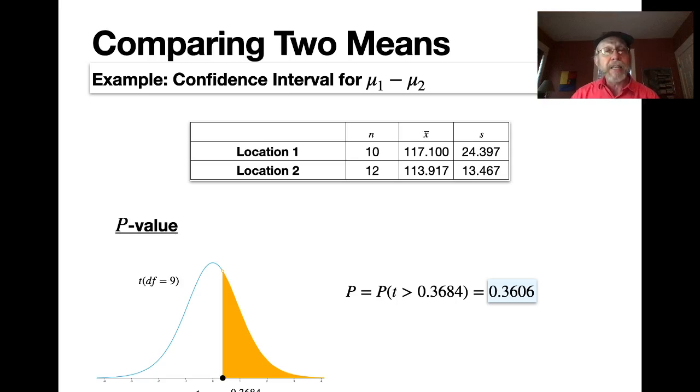Test statistics at least as strong as ours against the null hypothesis and in favor of the alternative would therefore be any test statistic that's bigger than our test statistic. So we would look at the probability of all t-scores that are at least 0.3684 or bigger. And you see that area shaded in our graph. It's the area to the right of our test statistic. And that area turns out to be 0.3606. So our p-value for the test is 0.3606.